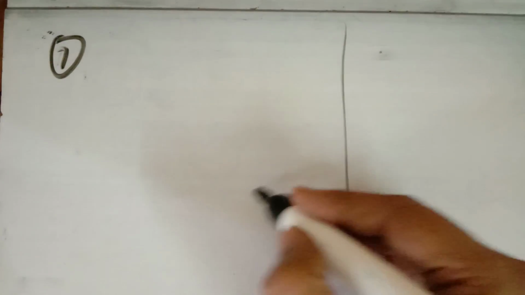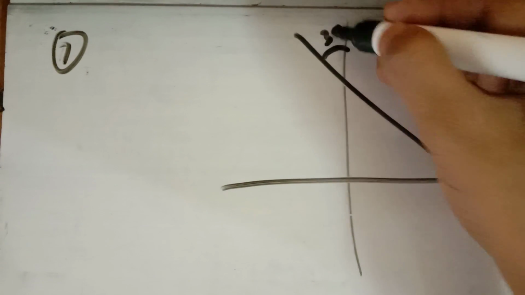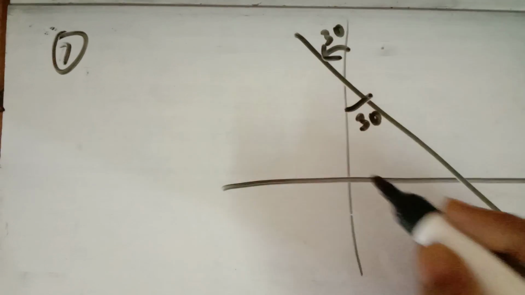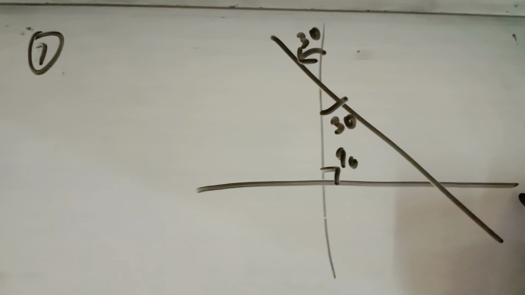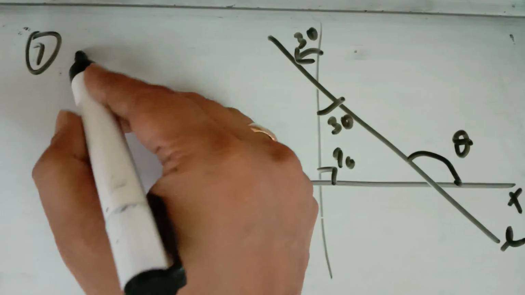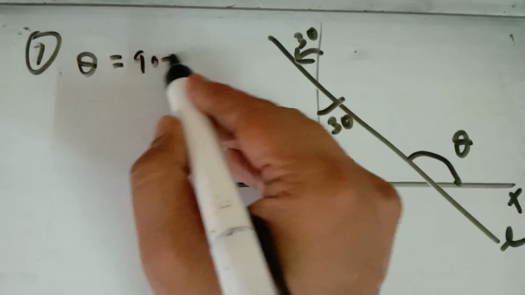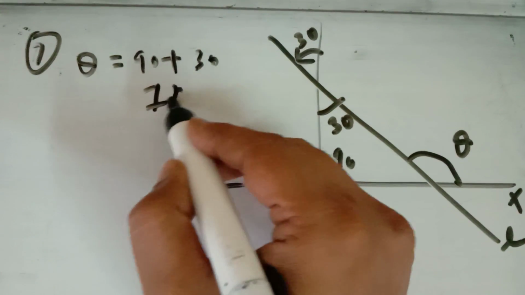I draw the figure once again like this. This is the 30 degree angle. So this is anti-clockwise and this angle is equal to 30 degrees. Now this angle is 90 degrees. So the angle of inclination made by the line L, that is theta, will come out to be, exterior angle equal to sum of interior opposite angles, equal to 120 degrees.